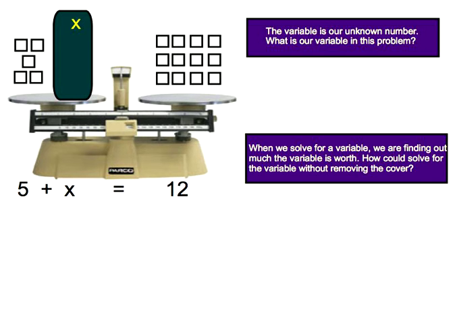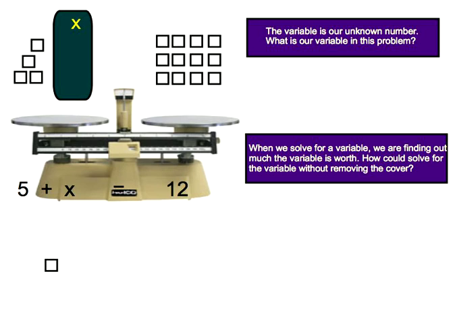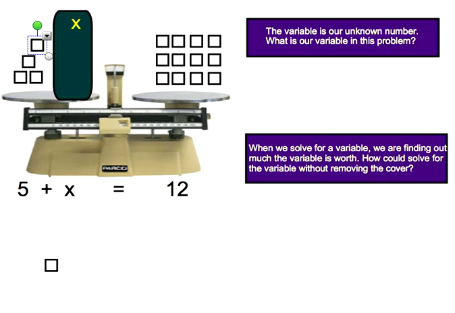How could we solve for the variable without removing this green cover? Well, I've got 5 boxes on this side, and if I add them with x, it's going to be equal to 12. That's what this pan balance is showing me. If I took away these 5 boxes from this side, if I move each one of these little boxes out of the way, then x would be all by itself.